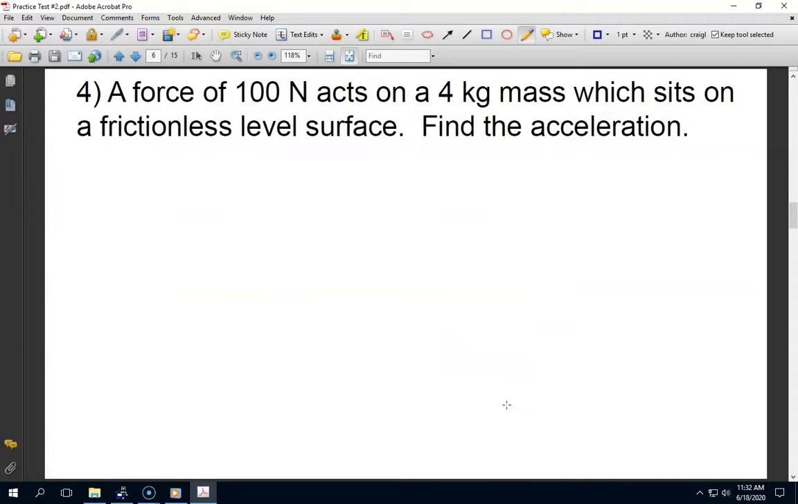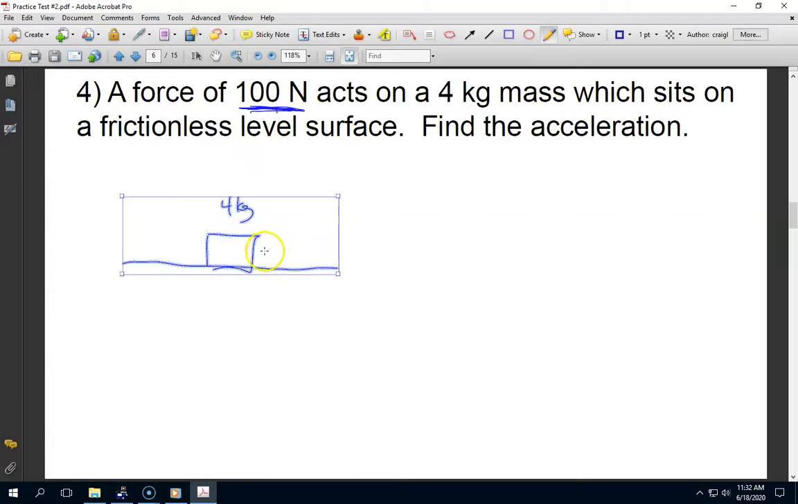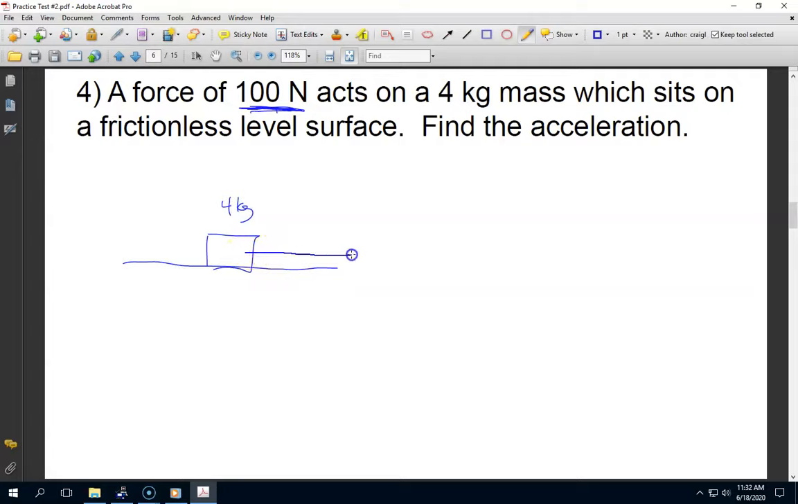So there's that one. Right here, a force of 100 newtons acts on a 4 kilogram mass which sits on a frictionless level surface. A frictionless level surface would be like a table or a frozen lake or something. And right here I have a 4 kilogram mass, and the only force that I have is this person pushing on it. It doesn't really say which way it goes, but I'm going to draw it to the right here. It could be to the left or into the board or out of the board, whatever.